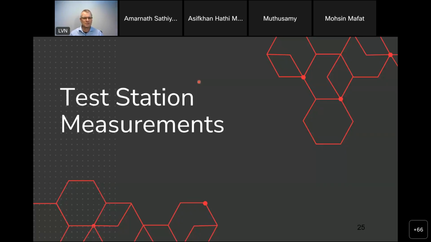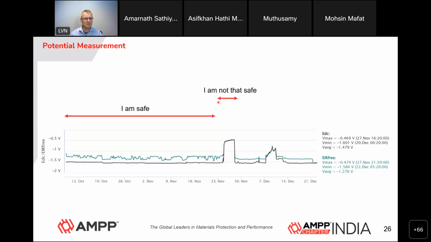So let's turn to test station measurements. What can we measure? How can we utilize the corrosion rate concept? Let's compare with the usual polarized potential concept, where you are measuring throughout time the DC potential of your pipeline, in this case measuring in the unconditioned -1.6 and somewhat less polarized in the IR-free condition. You would say that in this area you're safe, and here when you depolarize or lose the cathodic protection, you would say I'm not that safe.